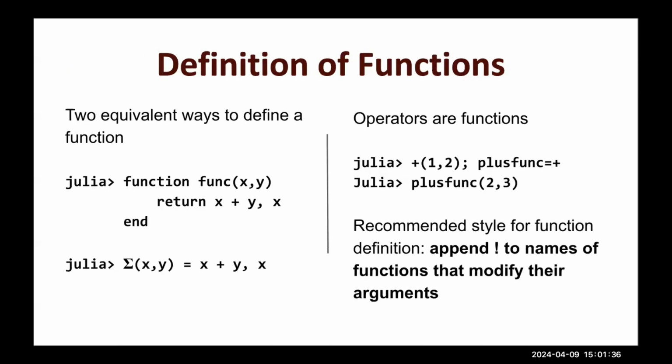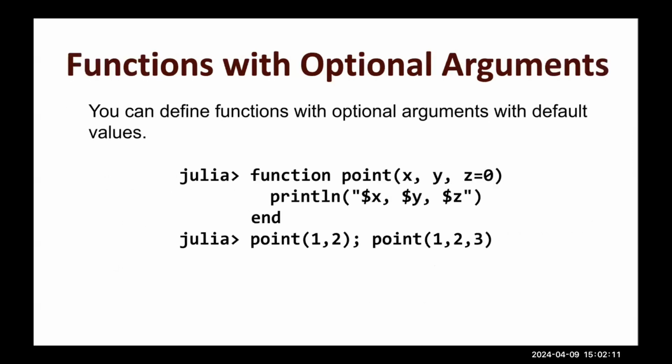Also, it's pretty common to see exclamation symbols. If you are going to change the argument inside the function, it's good to append the exclamation symbol to the name of the function so that others know that you are going to modify the existing argument you have been assigned. It's a common practice. You'll see some examples when you read online documents and online examples. You can see people use this programming style.